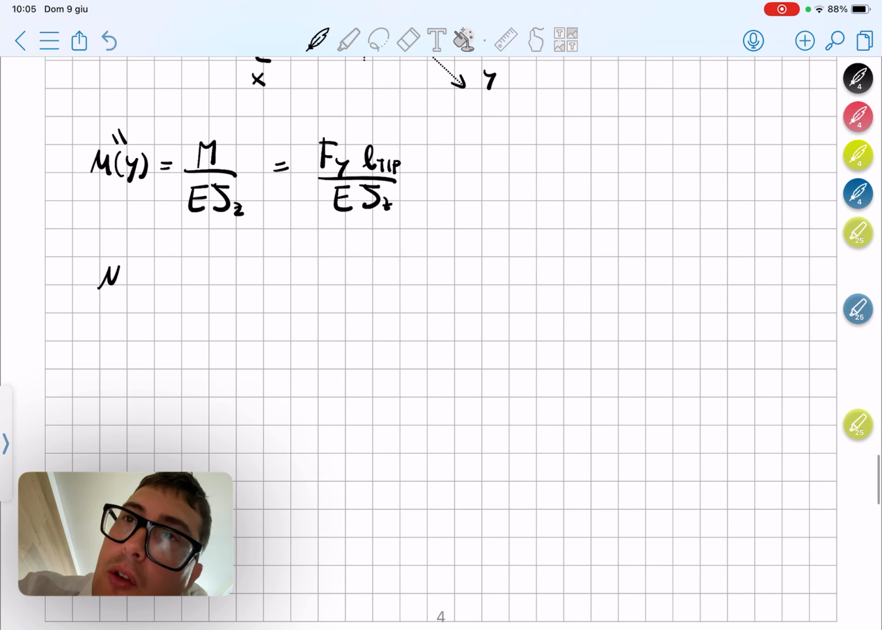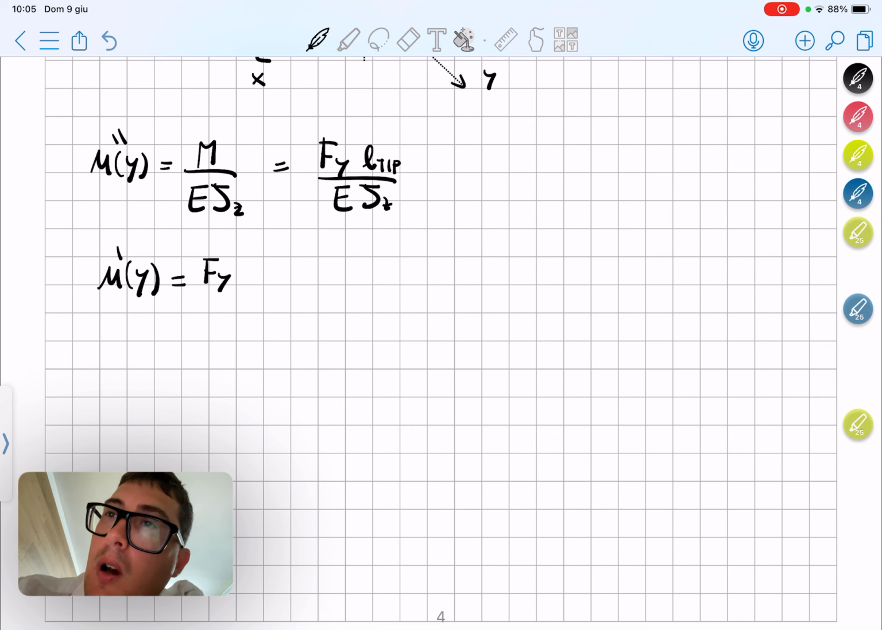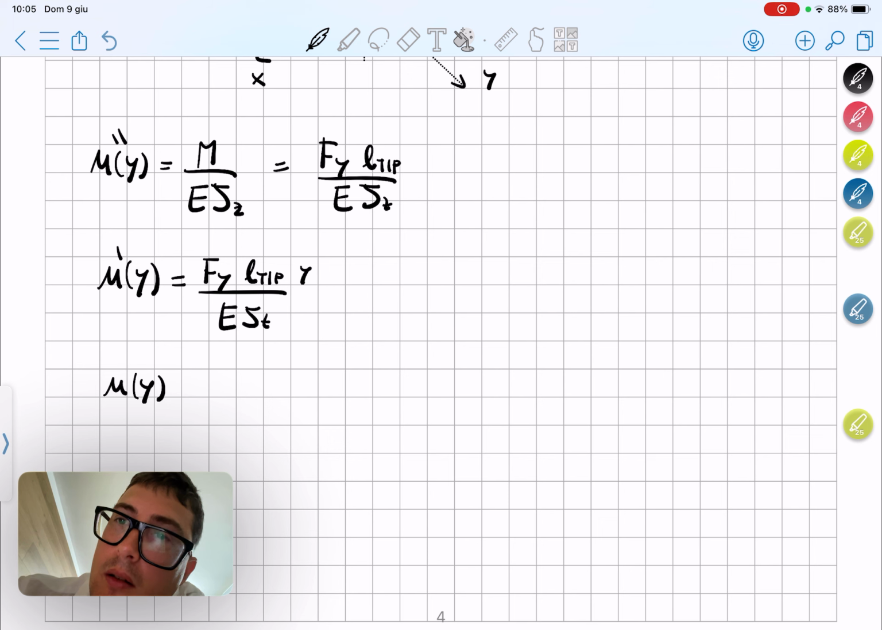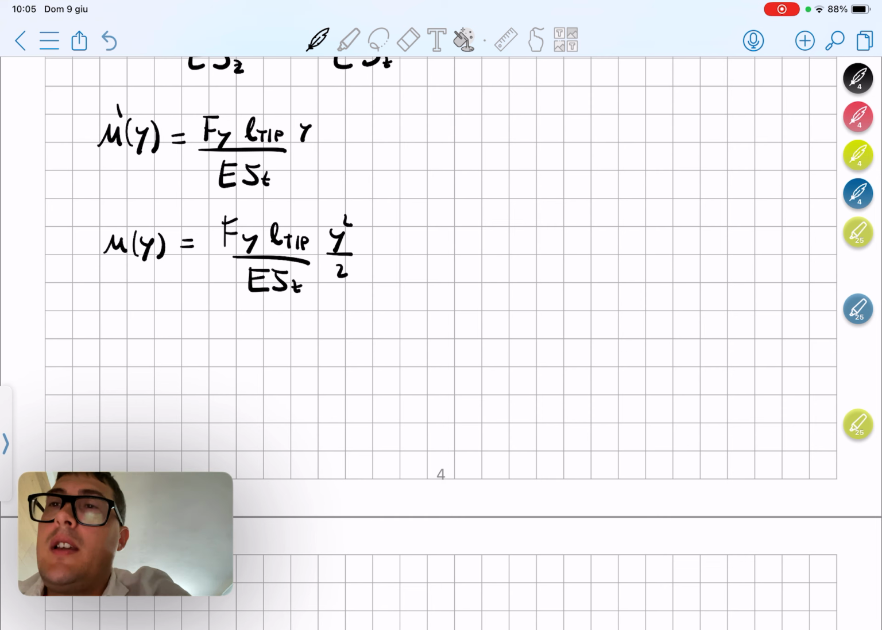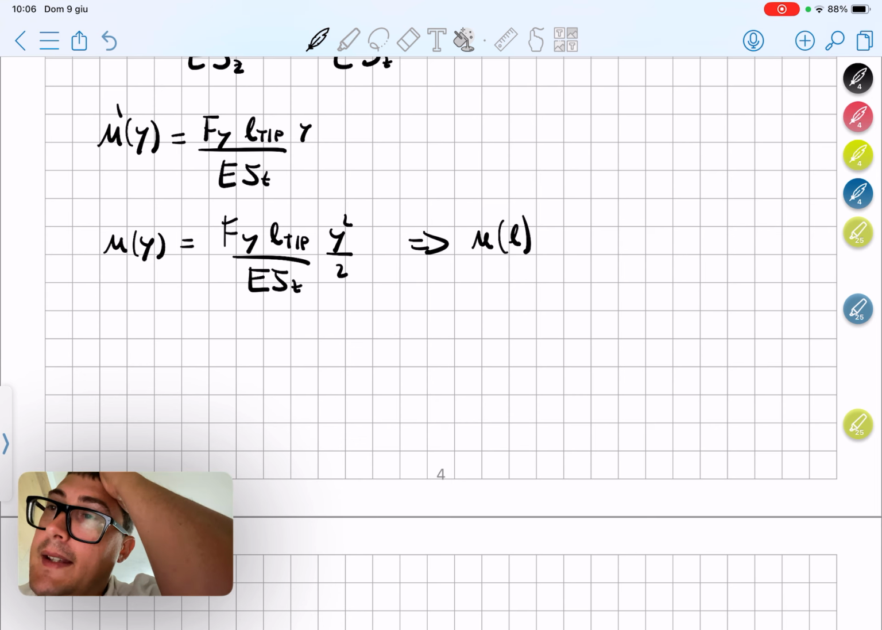Again, we do our integration of this equation. So this becomes f of y, L of tip, y, divided by EJz. And let me integrate again, and we have u of y, which is f of y, L of the tip, y squared over 2 EJz. If we specialize this into the L, so we want to know the u evaluated at L, we get that this is f of y, L of the tip, divided by EJz, L squared divided by 2.